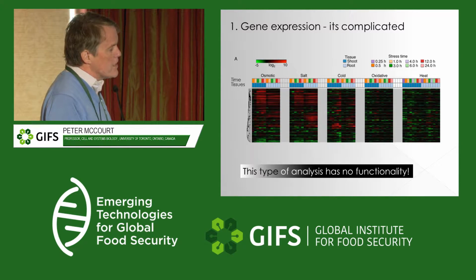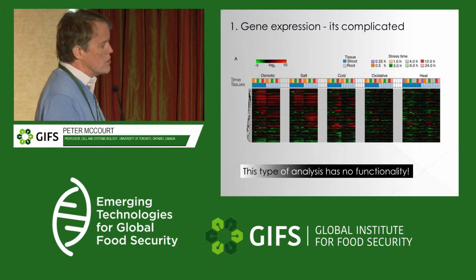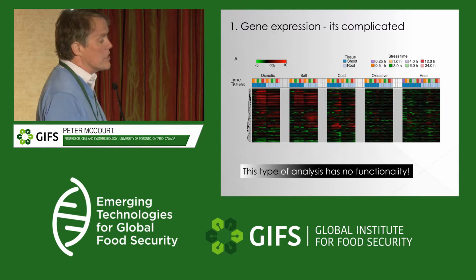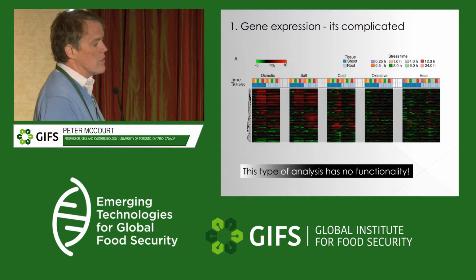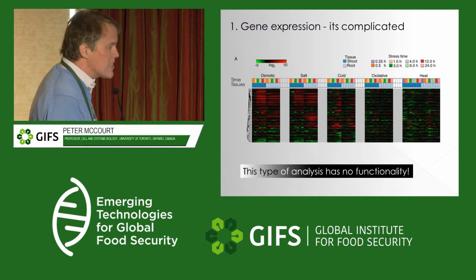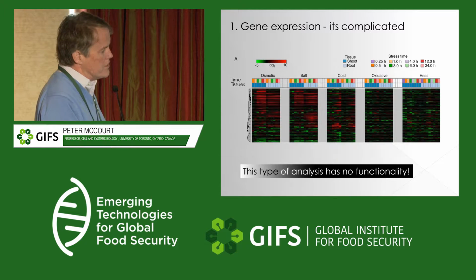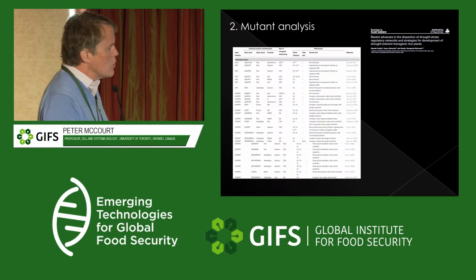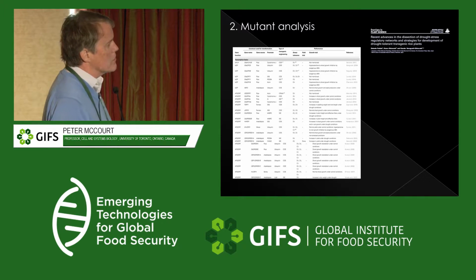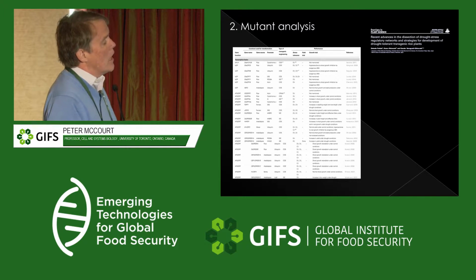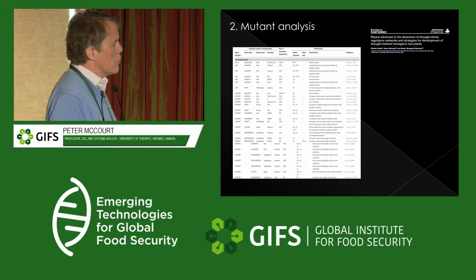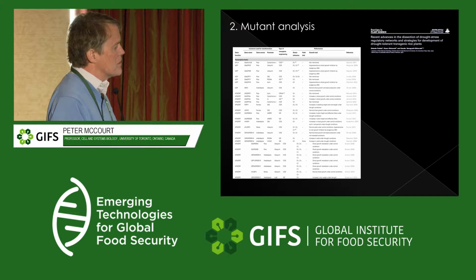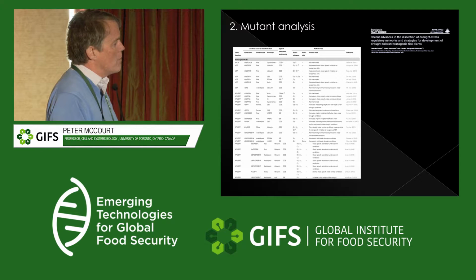So the issue with just using transcriptomics or gene expression is it's very interesting data, but this type of analysis really doesn't have any functionality to it. It's hard to see what's going on in these regions. That's where, of course, we need systems biology and people like that to tease out whether there are patterns in there. The other approach is mutant analysis, whether through genetic screens by traditional mutagenesis or through breeding. If I can just run this, this is a list of genes that have already been tried in rice.